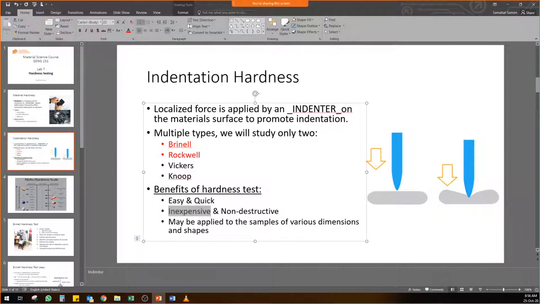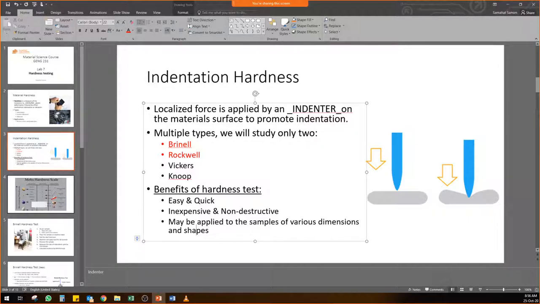Meaning you don't need to destroy the whole sample as in the tensile test, where you pull it and it's broken. No, you can take any machine part and do the hardness test. It may be applied to samples of various dimensions and shapes. So you can take any size of sample. It does not matter, because the pin is only using one small spot to work on it.